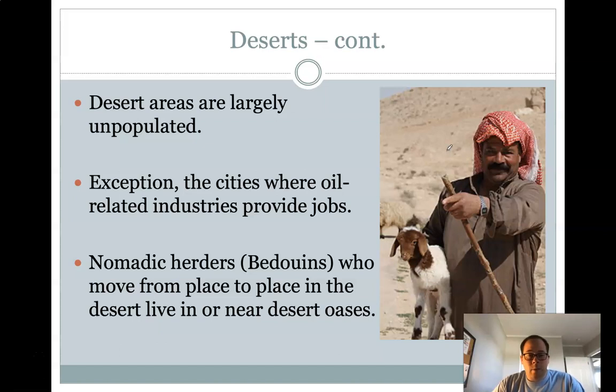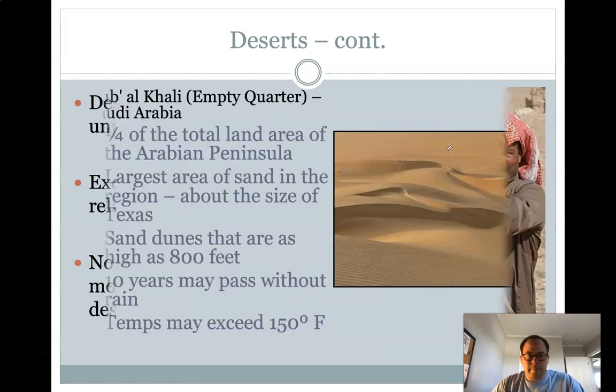There are some cities where oil-related industries provide jobs, and a lot of their public services, public amenities, waters have to be brought into it. The nomadic herders or Bedouins who move from place to place in the desert live in or near desert oases. So they move as they need the water or following specific herds, land, all of that.